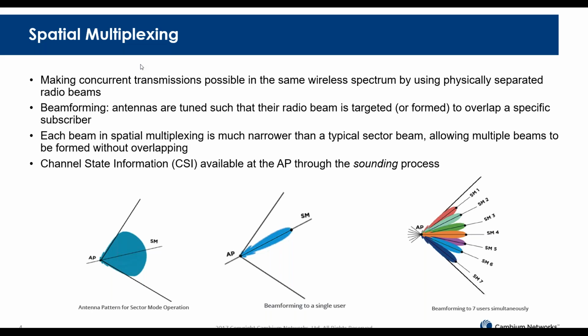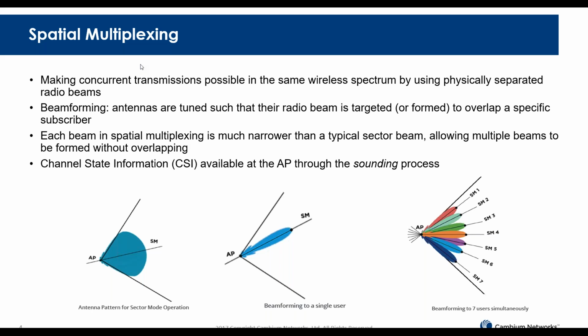So for example, if you look at the data that has to be sent to subscriber number 3, we see that the third beam has the peak towards subscriber number 3, but it also has nulls in the direction of subscribers 1, 2, 4, 5, 6, and 7. Again, this is done to minimize the interference received by the other subscribers coming from the data stream which is intended for subscriber number 3.